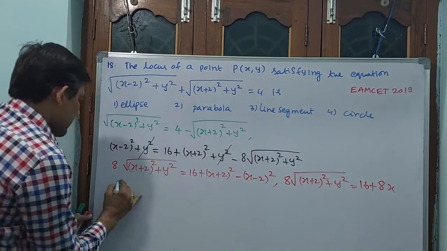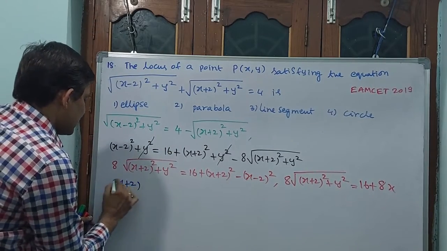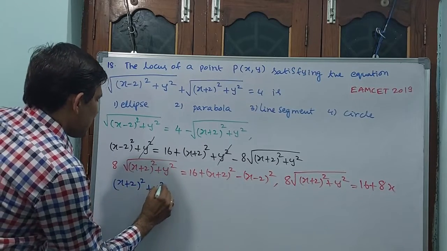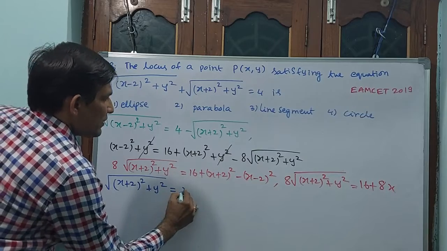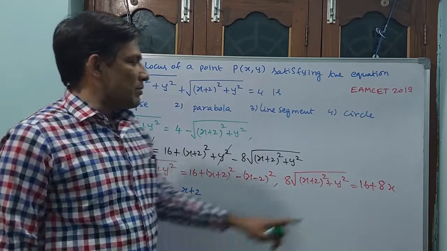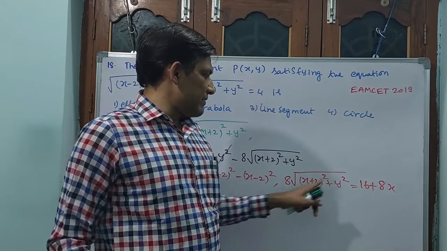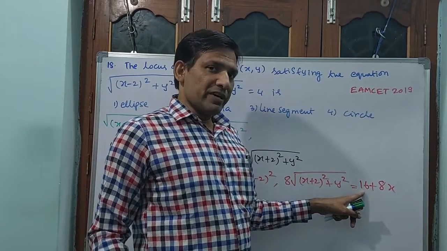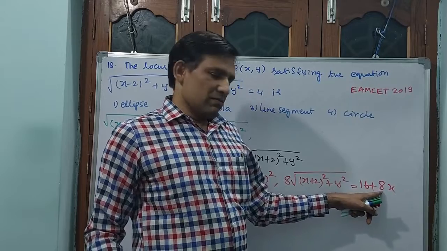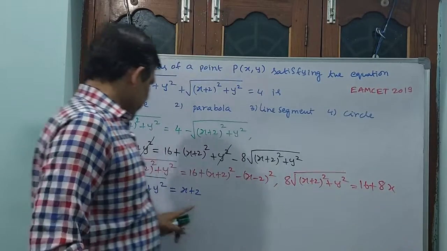You see what I am writing now? x plus 2 whole square, because now 8 will not be there. I have cancelled it, taken common and cancelled. But the root is still there. That is equal to x plus 2. Is it correct? Why? Because 8 has gone. 8 divided by 8 is 1, 16 divided by 8 is 2. So x plus 2.